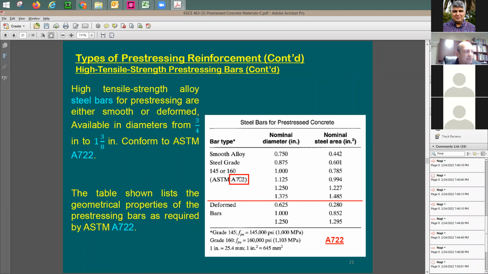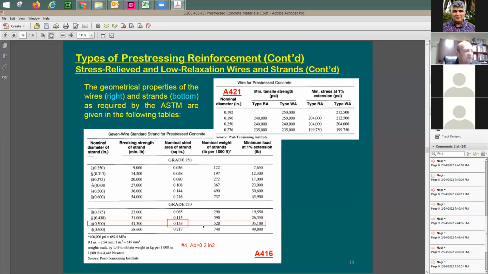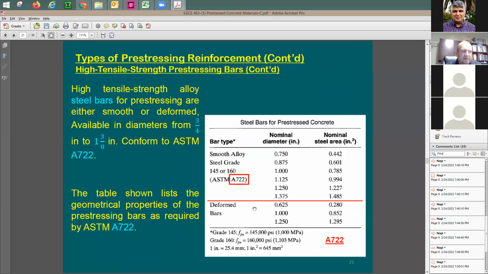Also in the A722, you have these Dywidag bars, the big deformed bars. And look at the size, it can go all the way to 1 1/4. So you have a 1 1/4 inch solid rebar. Look at the cross-sectional area. This is a lot, roughly 1.3 square inches, compared to your half-inch strands at 0.153. How many strands are we talking about? Maybe 9 strands. This is going to be equivalent to 9 strands in one bar. This is very strong.